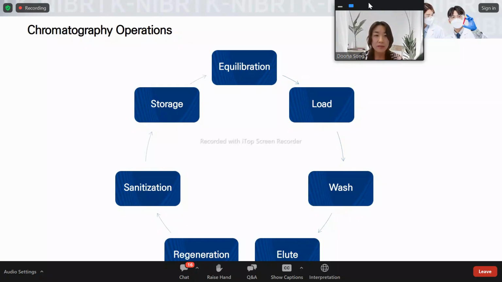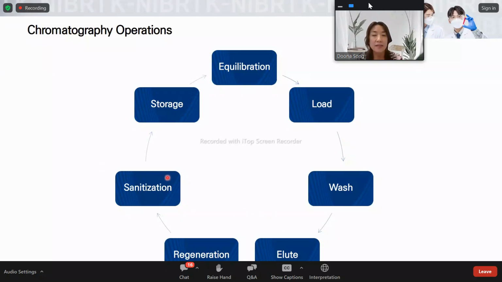Next, regeneration. This step regenerates the column and resin, preparing it for the next run by cleaning it and restoring functionality. It involves running a specific solution through the column to remove any residues.